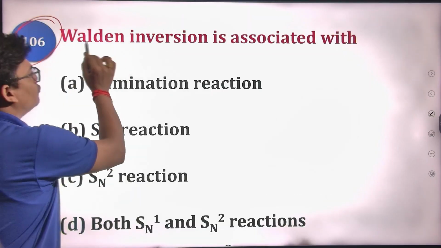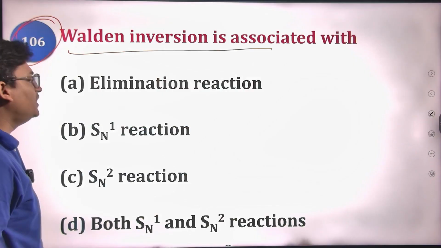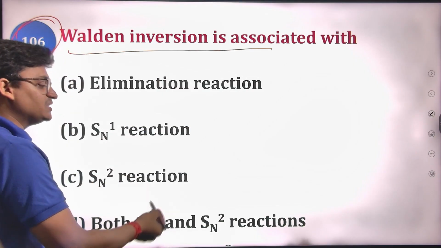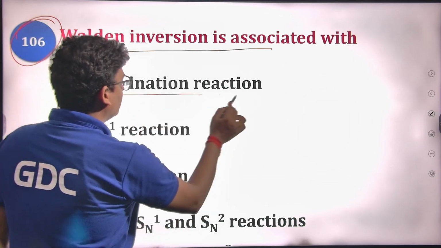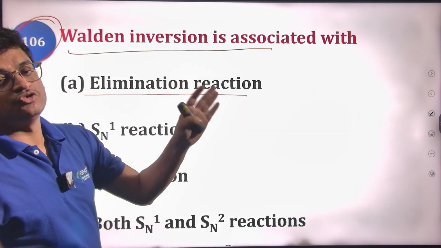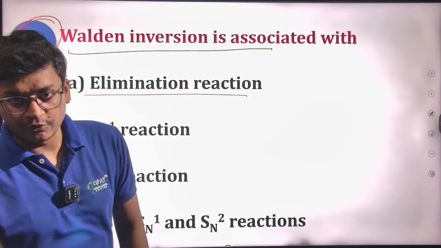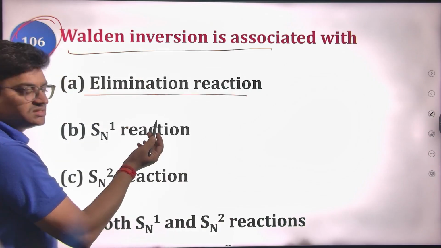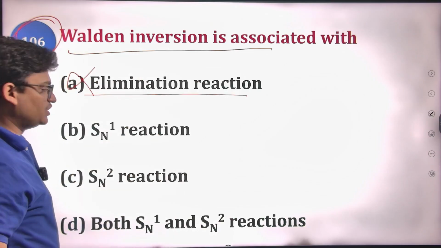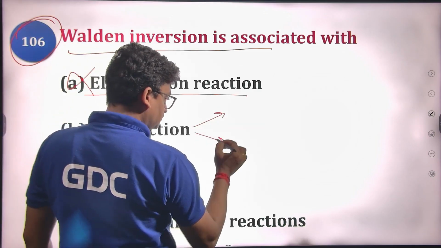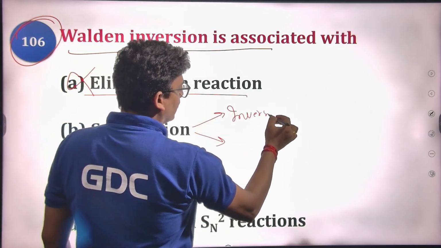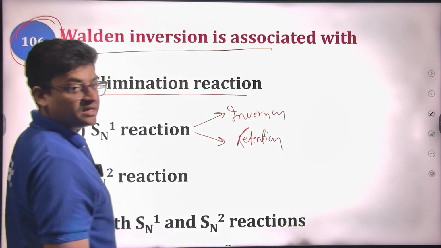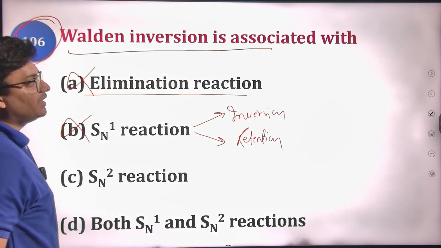Question number 106, Walden inversion is associated with: elimination reaction, SN1 reaction, SN2 reaction, or both SN1 and SN2 reaction. Suppose elimination reaction, we are having elimination, that is only having the Saytzeff product. We are having Saytzeff or Hofmann rule. No SN inversion is happening in eliminations. SN1 reaction is having both inversion as well as retention. So this is also not the correct answer.